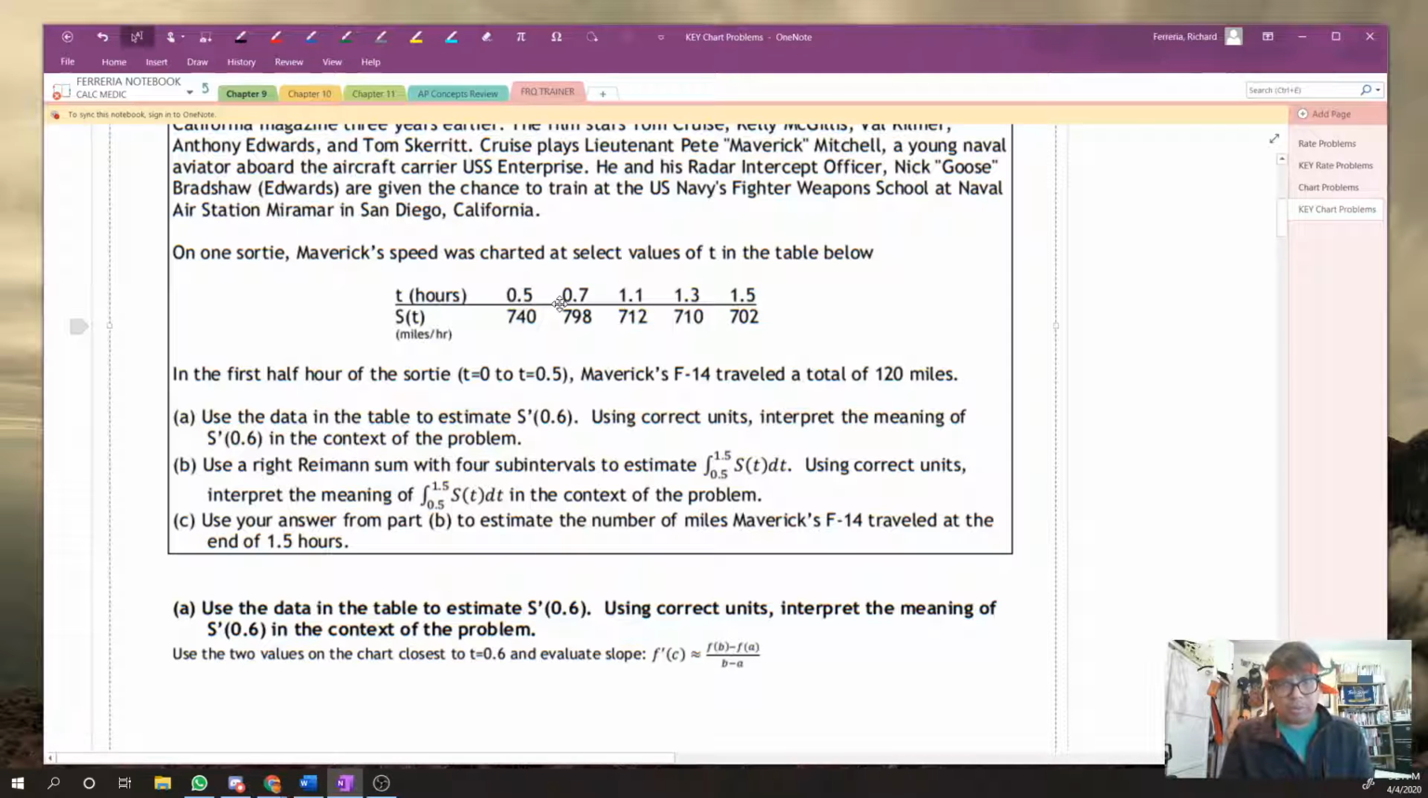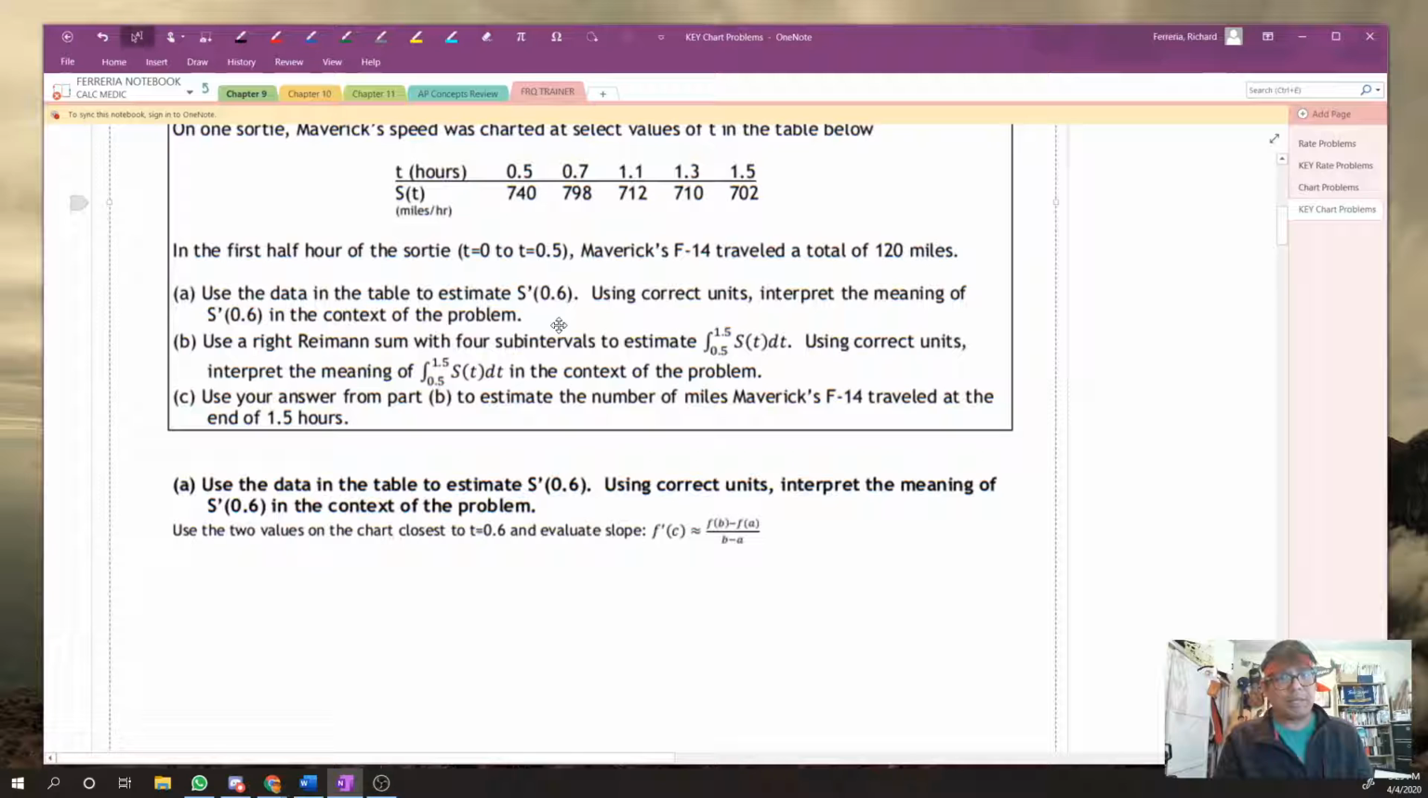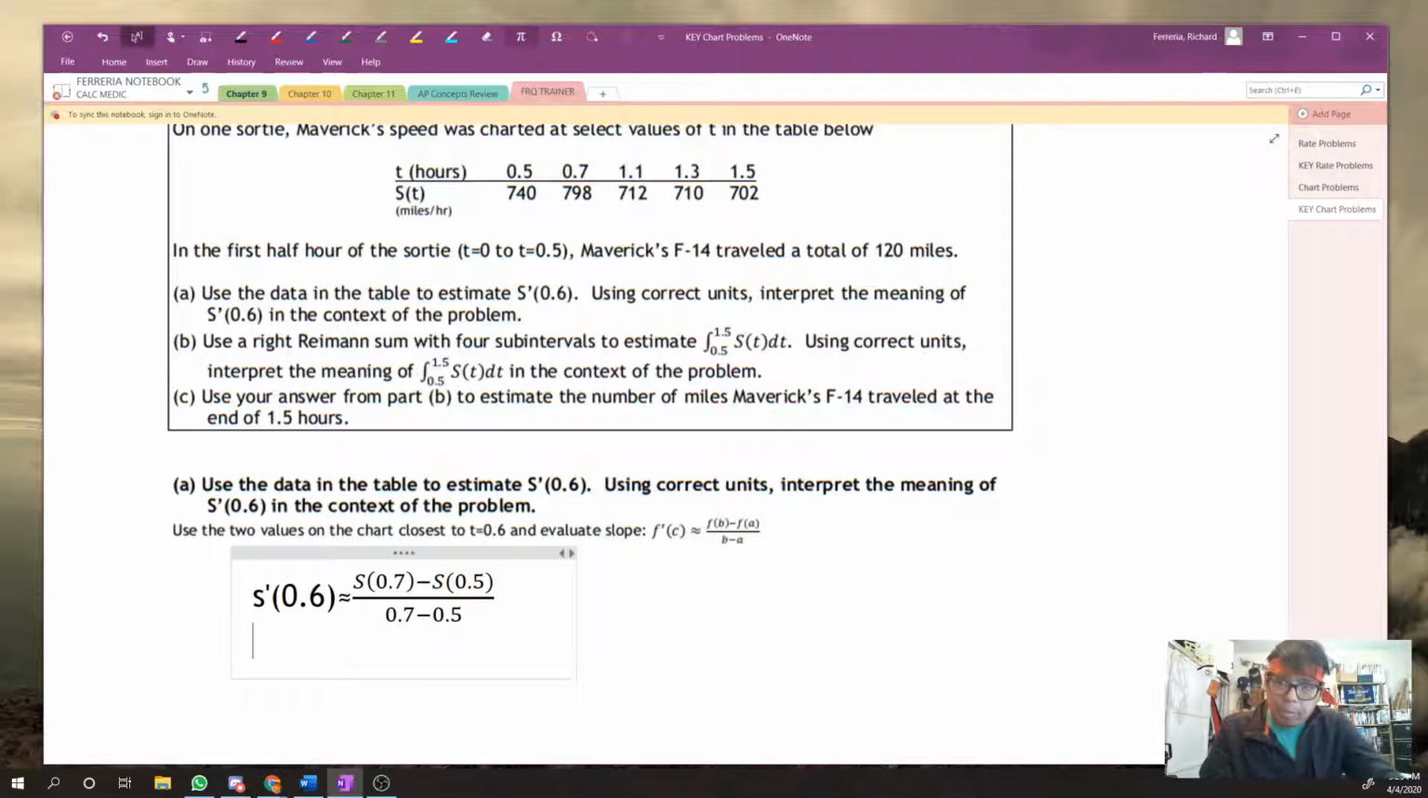So you'll notice that there really is no choice here. The 2 closest points to 0.6 sandwich it. So there's 0.5 on the left and there's 0.7 on the right. So we're just going to use those 2 points, find the slope between those 2 points, and then we're going to say that the derivative at any point in between them, like 0.6, has to be close to that slope that we find. So let's see, we've got S prime of 0.6 is about equal to S of 0.7 minus S of 0.5 divided by 0.7 minus 0.5.